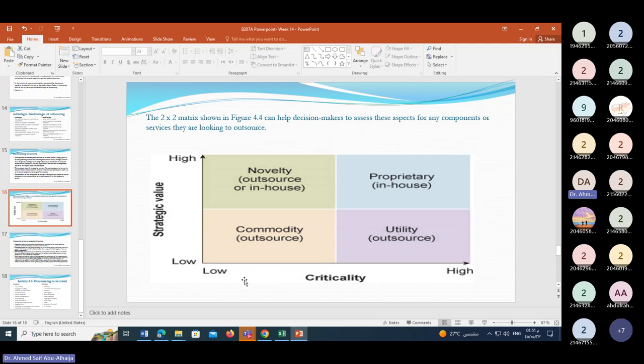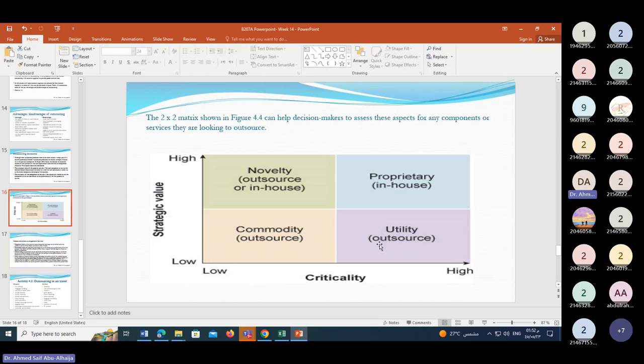Now, let's start with a simple thing. Double low. يعني if it's low in terms of criticality and low in terms of strategic value, it's not a big deal, it's not important. It will not affect the final performance of the product, and it also will not contribute to the competitive advantage. So this is called commodity. And for these items, you don't need to produce them. خلاص, let other companies, let other suppliers do it for you. That's why in this scenario, this is outsourcing. خلاص, you don't do it. Let others do it, because it's not critical and doesn't have strategic value. حلو الكلام. إذن double low, commodity, outsourcing.